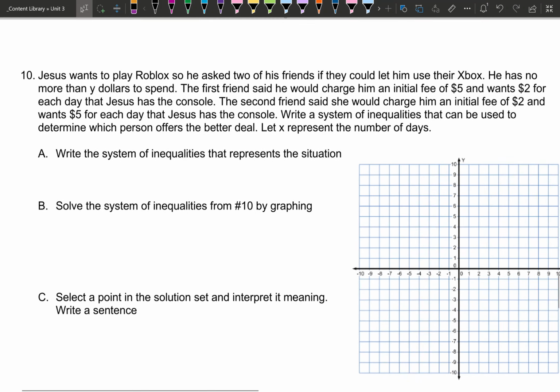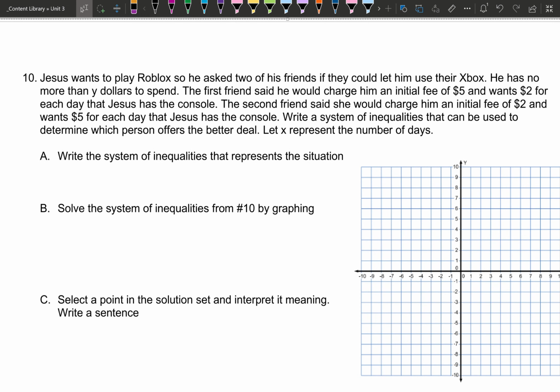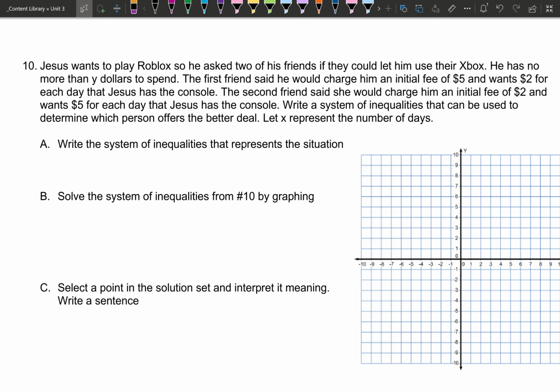Jesus wants to play Roblox, so he asked two friends if they could let him use their Xbox. He has no more than Y dollars to spend. His first friend said he would charge him an initial fee of $5 and he wants $2 for each day that he uses it.